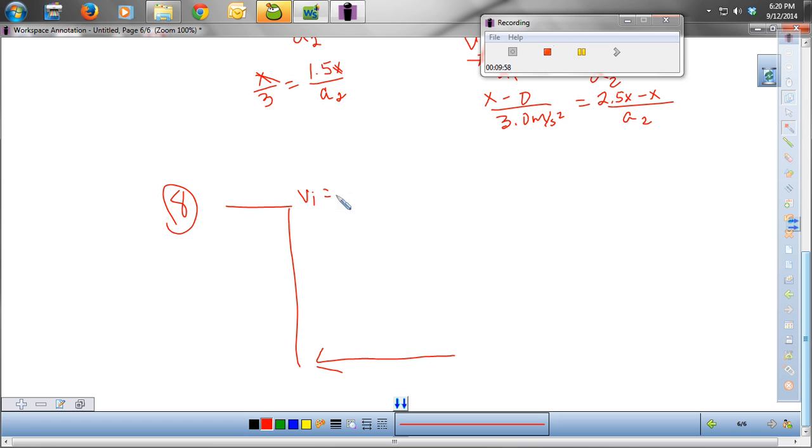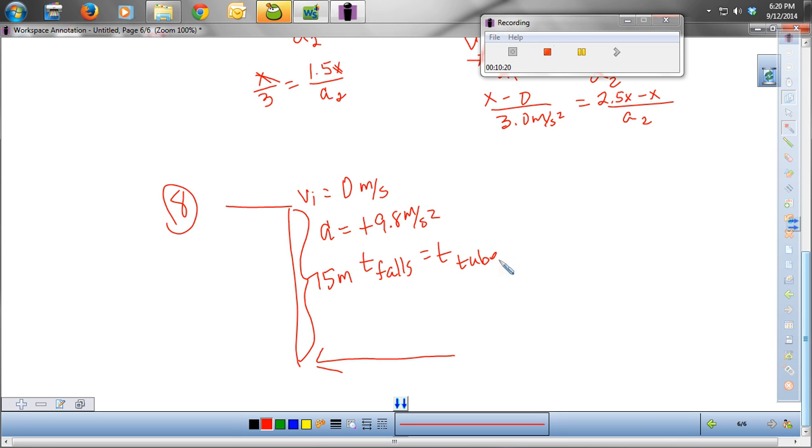The speed that the tuber, the friend on the bridge, releases the object with is 0 meters per second. It's got to fall 75 meters. And the acceleration is a positive 9.8 meters per second squared. So I can find the time that it falls. And the time that it falls is equal to the time the tuber has to get over there and catch it. So I'm going to say that d equals 1/2 at squared plus v-initial t. This is 0. So 75 meters is equal to 1/2 times a, where a is a positive 9.8.